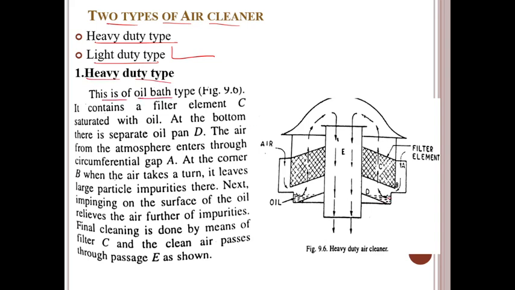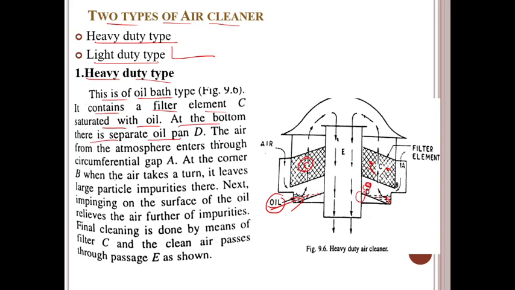There is oil completely at the bottom position, as we observe. This is the oil sump on both the sides. It contains a filter element C. If you observe in the diagram, there is a filter element C, saturated with oil. At the bottom there is a separate oil pan D. There is one location of this oil pan D here.